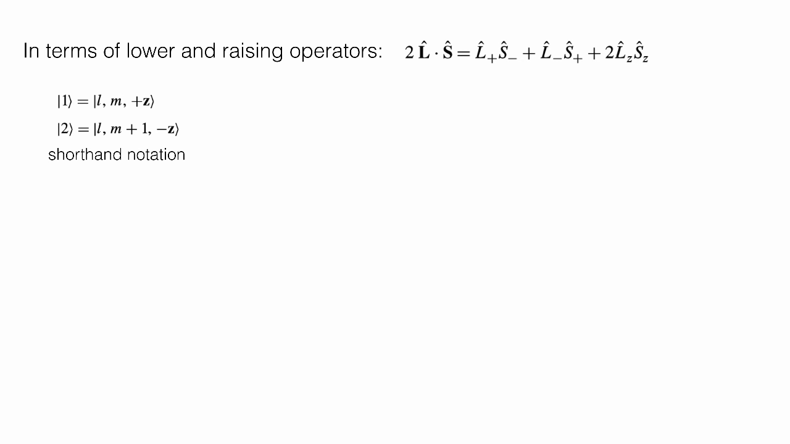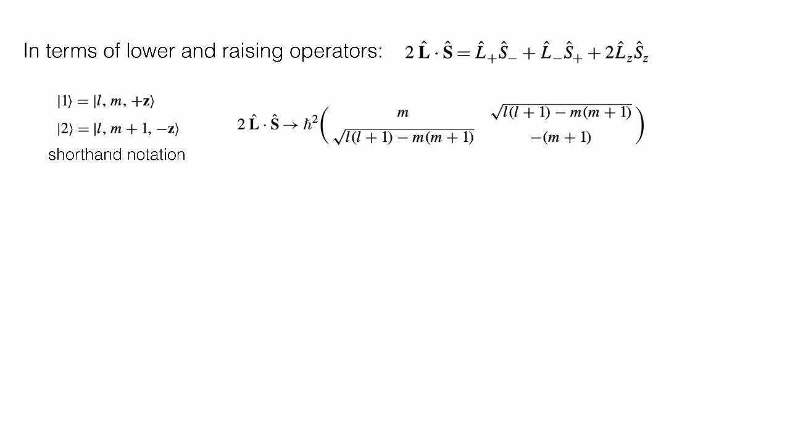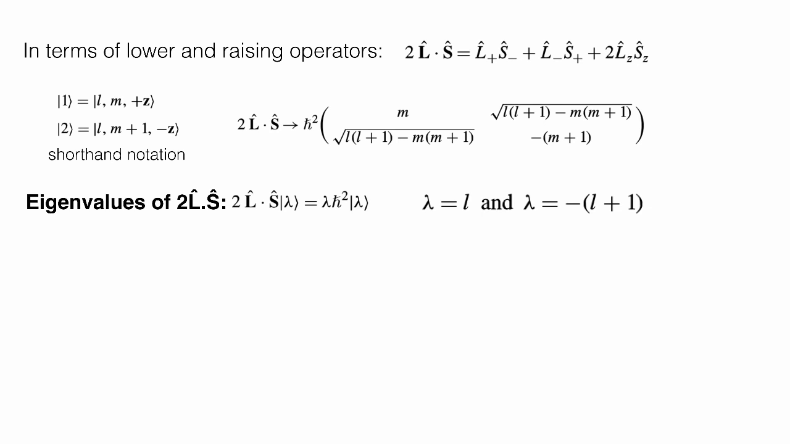And we are going to have a shorthand notation where the first state is L, m, plus z and the second state is L, m plus 1, minus z. And we are going to calculate the matrix elements for those states. When we do that, we can calculate the matrix elements using the raising and lowering operators, and we end up with that matrix right there, which we can orthogonalize.